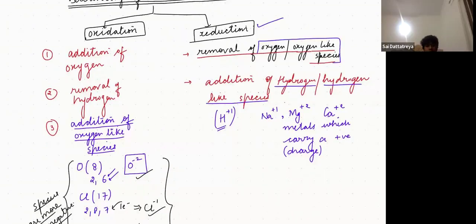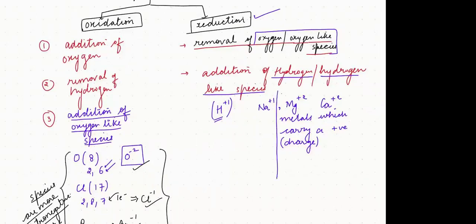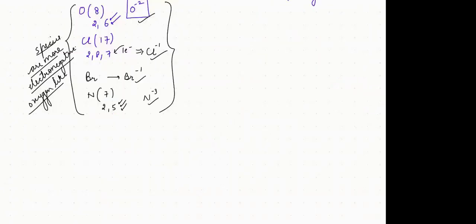Now these are certain basic definitions, right? Now there is one important definition regarding the same. That definition is about oxidation and reduction in terms of oxidation state.